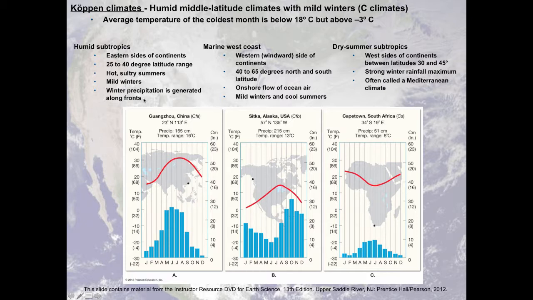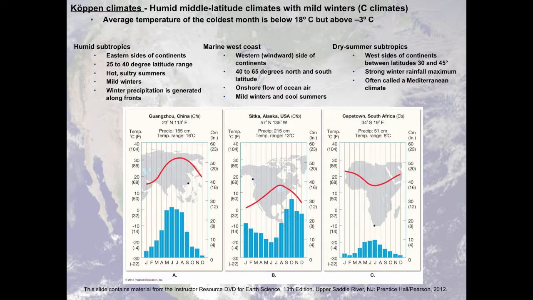In the marine west coast environment, which is a CFB, tends to be on the western or windward side of continents. They tend to be slightly further north than the humid subtropics. Peninsula Florida is a humid subtropical climate, for those of you who want to know. But the marine west coast is typical of the west coast of California, Pacific Northwest. You have an onshore flow of ocean air which brings moist air to a zone which keeps winters warmer than they would otherwise be and summers cooler than they otherwise would be, and can bring a significant degree of moisture to the environment.